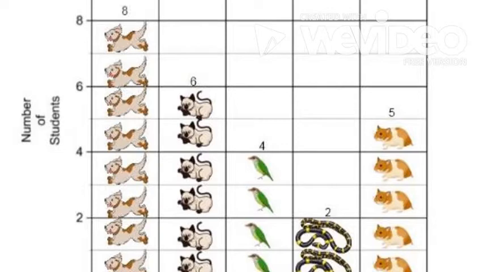When you make a picture graph, you use pictures to represent how many students like each animal. For example, we know from my chart that 5 people like hamsters. So I represented the 5 people that liked hamsters by putting 5 pictures of hamsters on my chart.